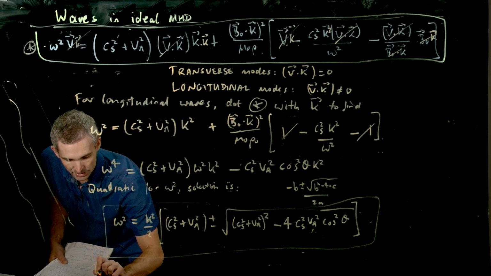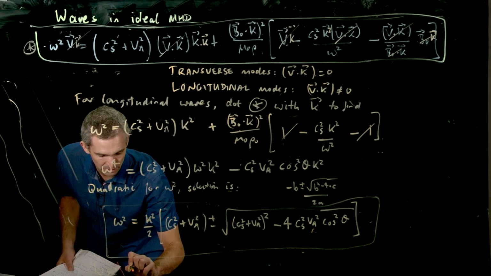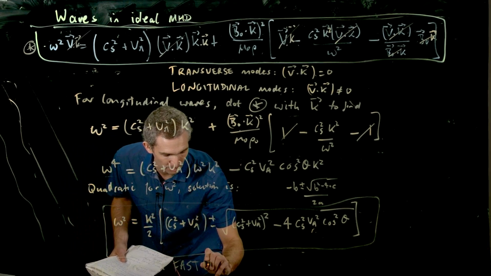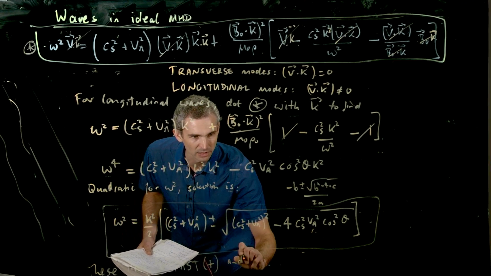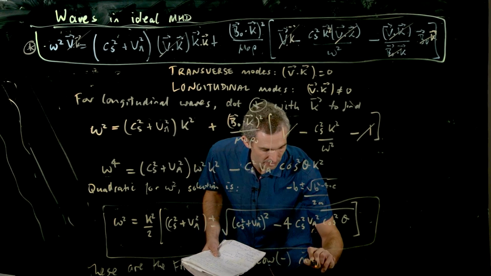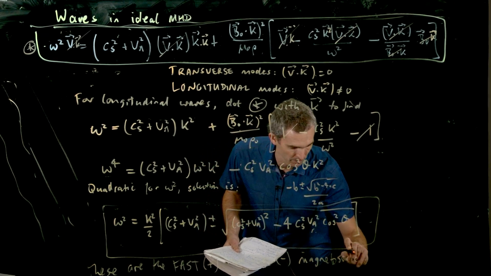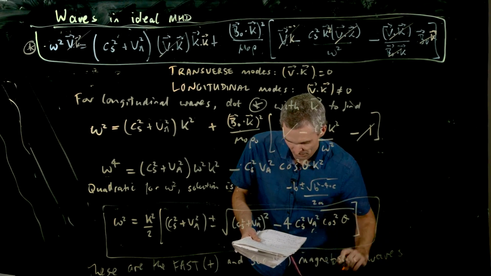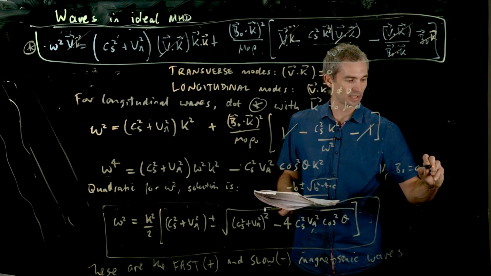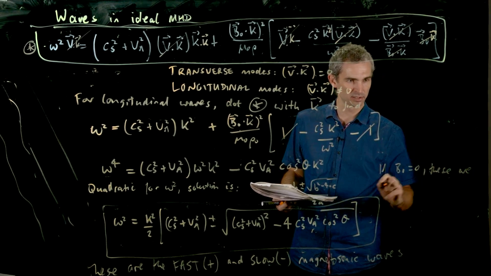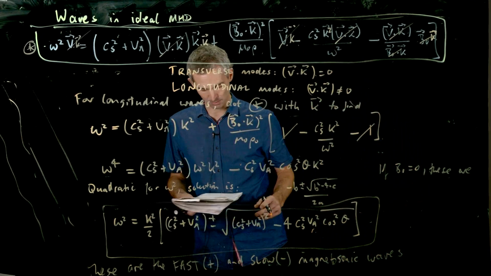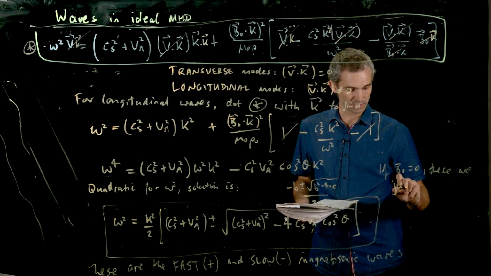And so these are what are called the magnetosonic waves. So there's two kinds of these. They're fast with the plus solution, and slow with the minus solution. And so if B is naught, these are just your regular sound waves. So hence they're called magnetosonic waves, because they simply reduce to sound waves when you take a magnetic field equal to 0.